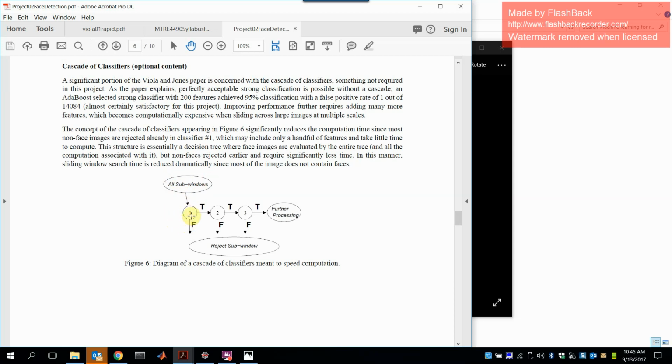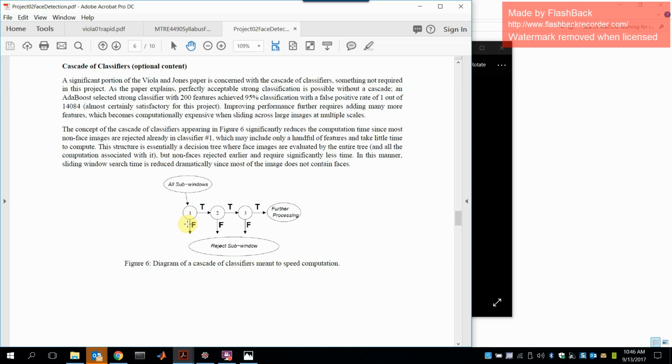But the idea is that when it says it is not a face, it's always not a face. So if it says it's not a face, it's always right. And so maybe it gets rid of 20% of all of the images that are not faces. In just a few computations, it can eliminate many things.